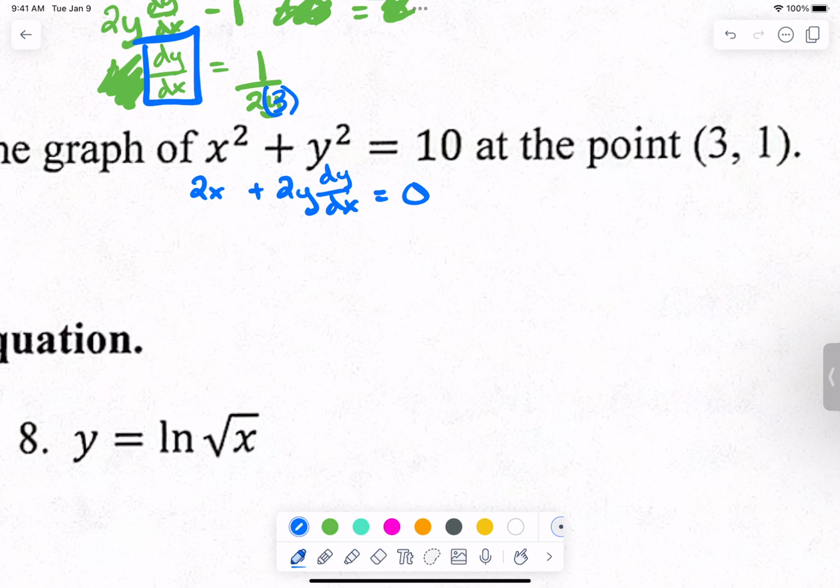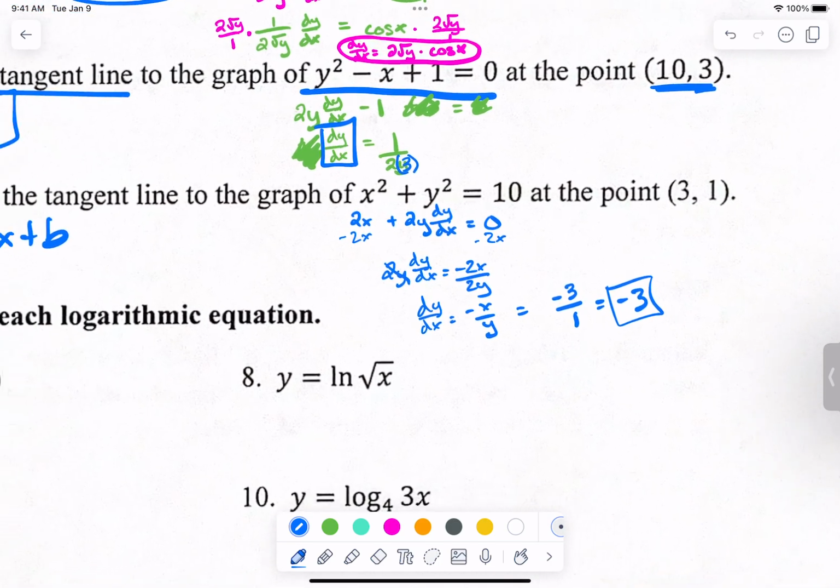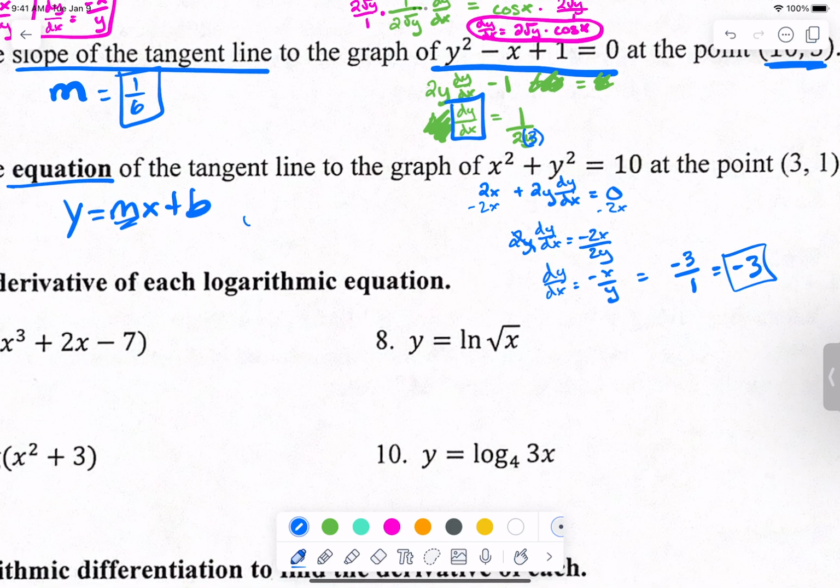Hey, we already did the derivative of this one though, didn't we? Yeah, we did. That's pretty easy. 2x over 2y. We already found the derivative? Oh, yeah, we did. Different problem. And then we can get rid of the 2's. Negative x over y. Negative 3 over 1 equals negative 3. So negative 3x plus b is m. Plug in 3 and 1.